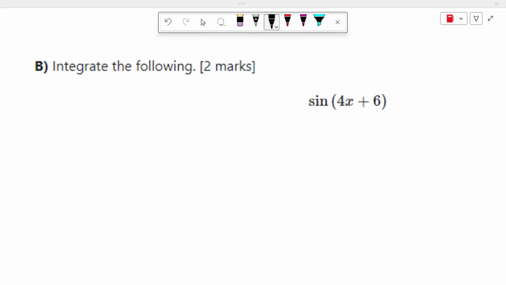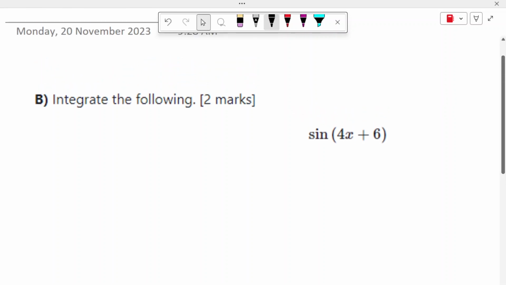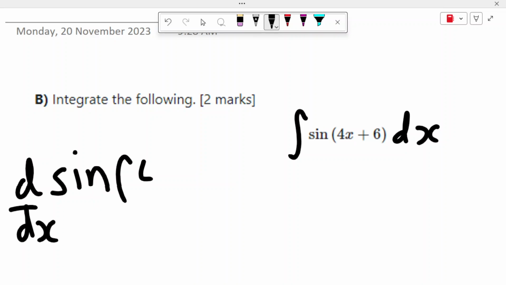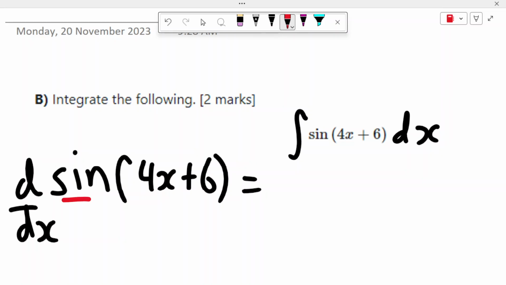This particular question is asking us to integrate this function here. So we're used to differentiating, right? And that means we differentiate something like this. So this is the other way around, d dx. Differentiating, what happens is we change the sign to a cos.